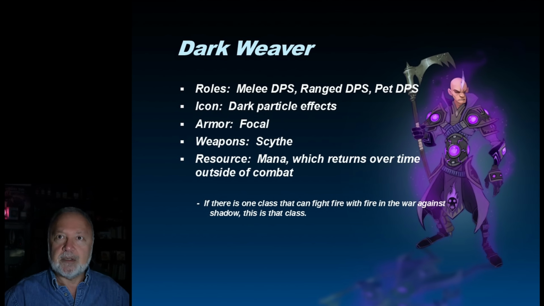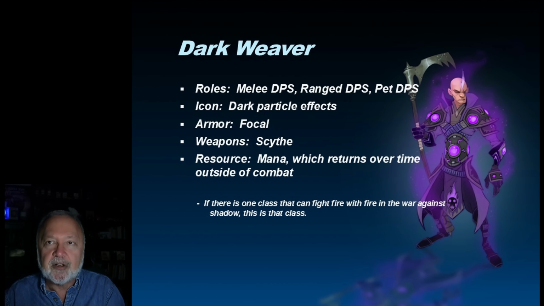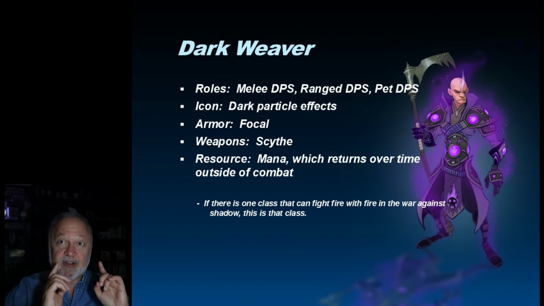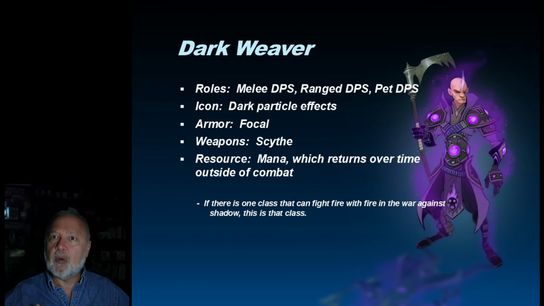The next class was called the Dark Weaver. He was kind of supposed to be a different take on a different kind of sorcerer, because he could do melee and range DPS, and he also had a pet that could do DPS. He was always surrounded by particle effects, but they were very dark, very distinctively colored, and also dark. So he was visually distinct from the sorcerer. His armor was called focal armor. It always had glowing bits on it, and you could tell how it was charged.